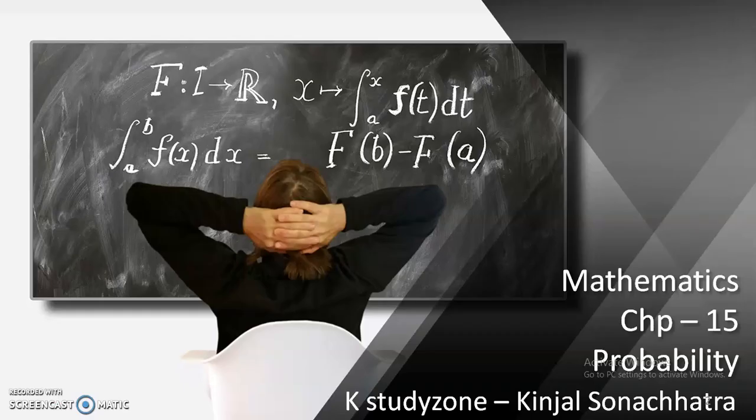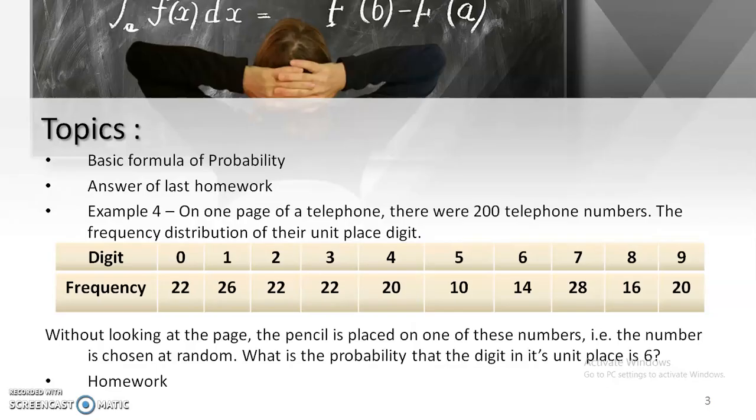This is the 5th tutorial of Probability, chapter 15 of standard 9th. In the last session, we discussed example 3 and in this session, we will discuss example 4. So, don't waste time, go to the session. Today's topics are the basic formula of probability, the answer to the last homework, example 4 from your textbook and obviously homework.